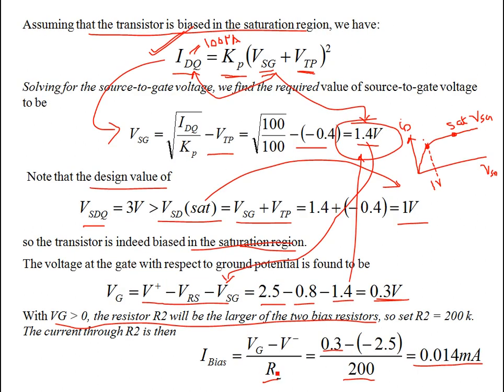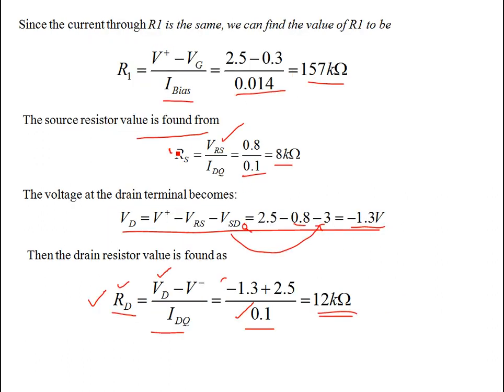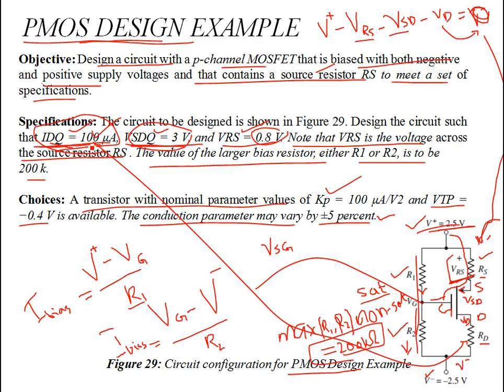Whichever resistance was higher, we select R2 as the higher and set it to 200 kilo ohms, and we determine the source and drain resistances, which give you the Q-point value of the current at 100 microamps and VSDQ as 3 volts, for the given VRS of 0.8 volts. So we've pretty much satisfied the specifications. That was the objective.